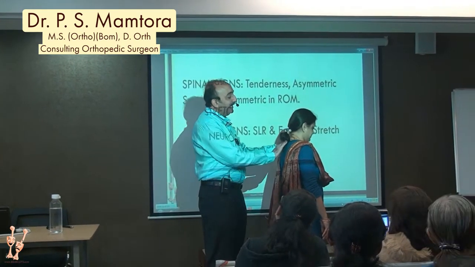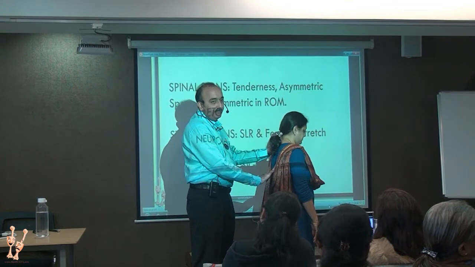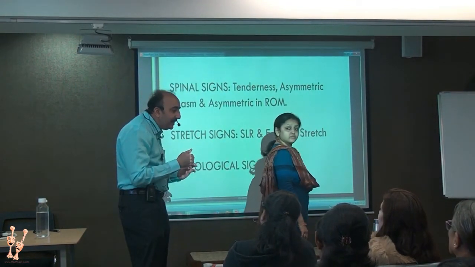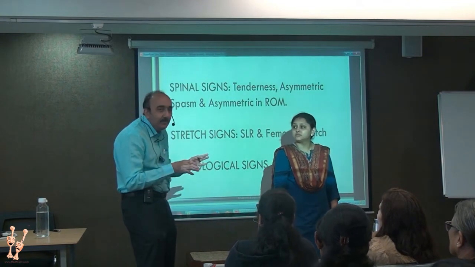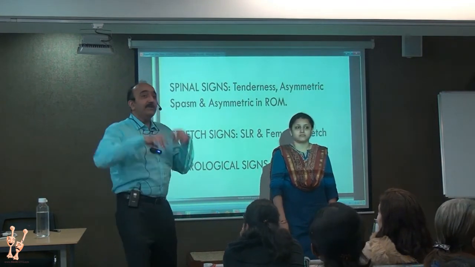In the dorsal spine, the normal curvature is a slight kyphosis. In the same way as the Dowager's hump, there are people who have increased dorsal kyphosis because of poor posture.